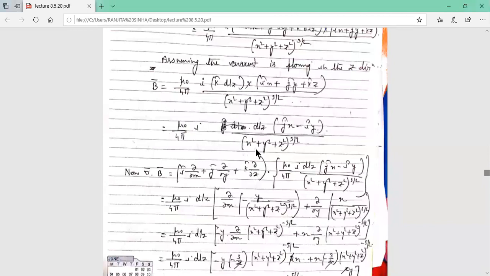So B basically has this value. Now we know divergence of B is i hat del by del x plus j hat del by del y plus k hat del by del z, that is the grad, then dot. That is divergence. This value is kept here. Now we are only doing the differentiation. So del by del x of this plus del by del y of this, and mu 0 by 4 pi I dlz is kept outside because it acts as a constant. So you have to take the dot product of this and this term.